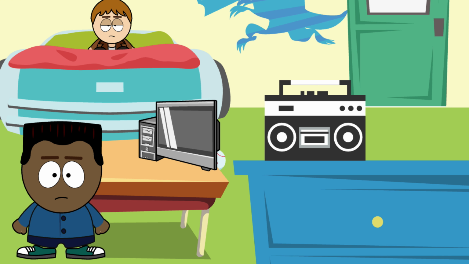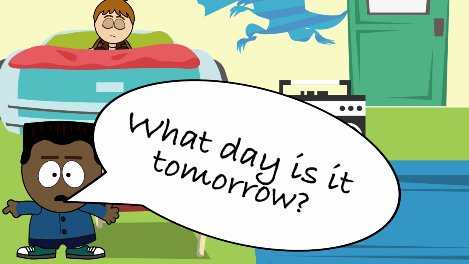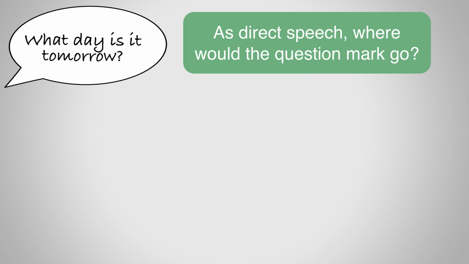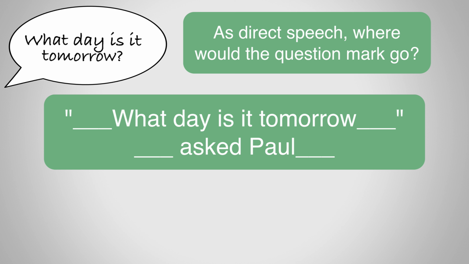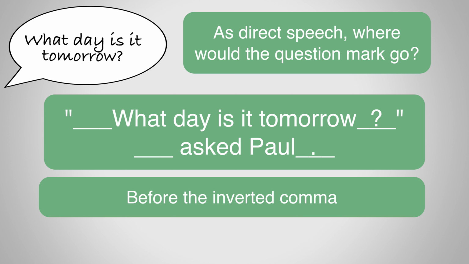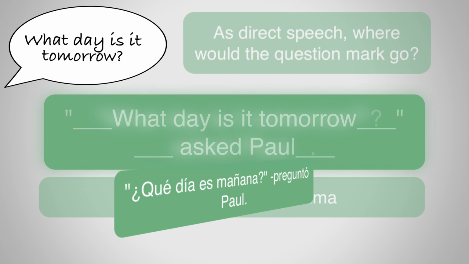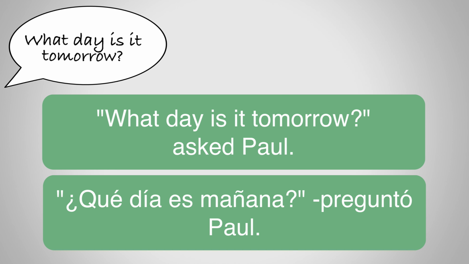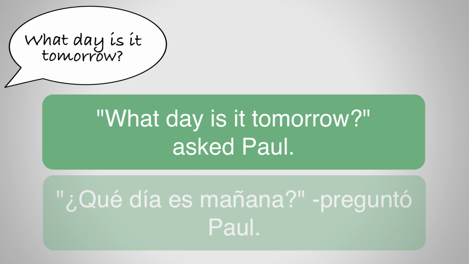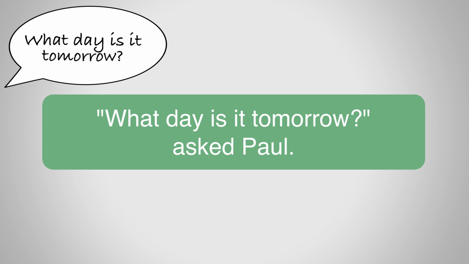Here's another example. This time, Paul is asking a question. What day is it tomorrow? As direct speech, where would the question mark go? It may be tempting to put it at the end of the whole sentence, but this wouldn't be right. Instead, we put it here, at the end of the question that Paul asked, before the inverted comma. In Spanish, question marks are put at the start and end of questions, but this is not the case in English. So how would we rewrite this as indirect speech?